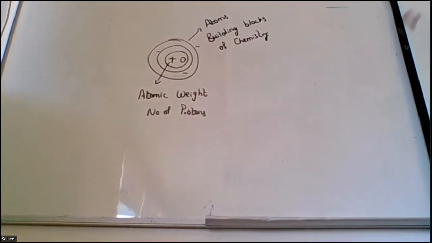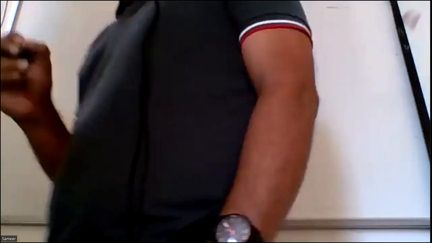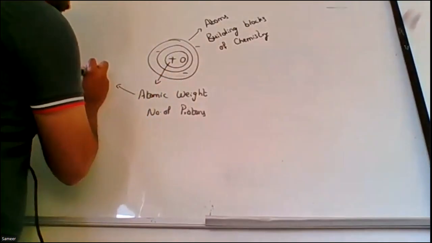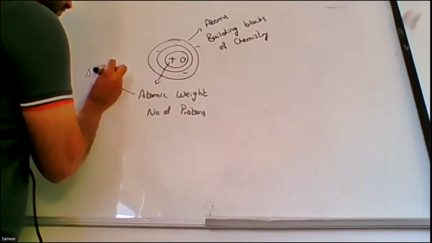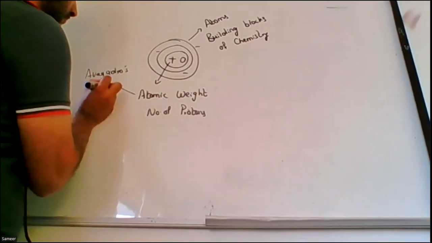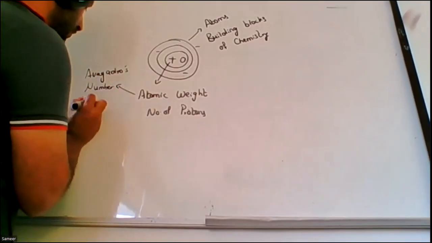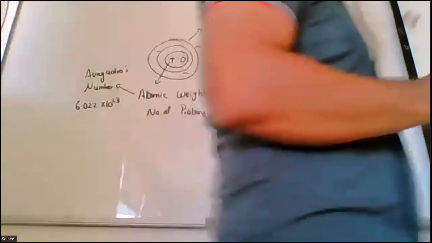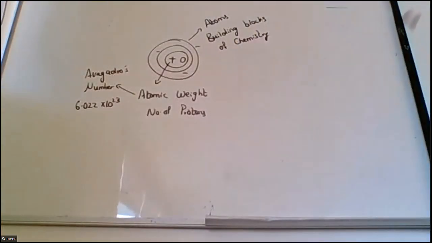Atomic weight can never be calculated without Avogadro's number. And what is Avogadro's number? It is 6.022 × 10^23. Why do we use Avogadro's number? We use it so that we can get a reasonable value.